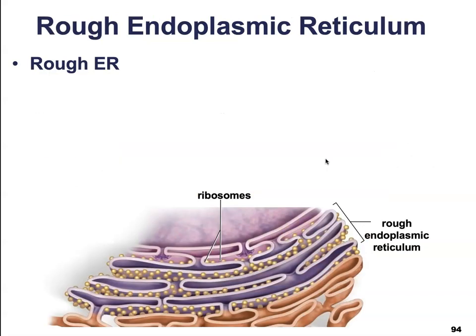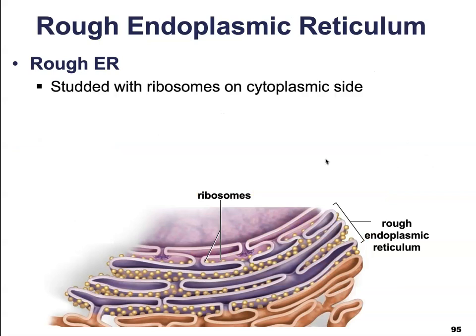Rough ER and smooth ER. Rough ER is named for its appearance. It's going to be studded with ribosomes on the cytoplasmic side, the side that reaches the cytoplasm, and not on the inside. So the inside is nice and smooth, and then there are ribosomes studded throughout the outside. This is going to be a site primarily for protein production, which makes a lot of sense.